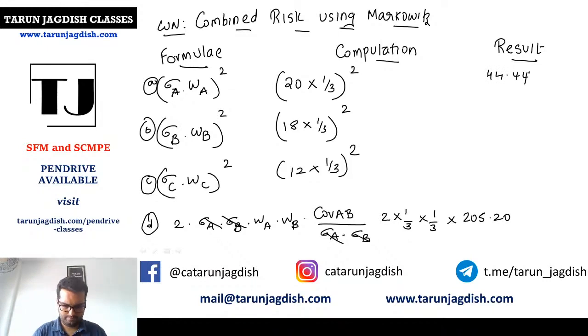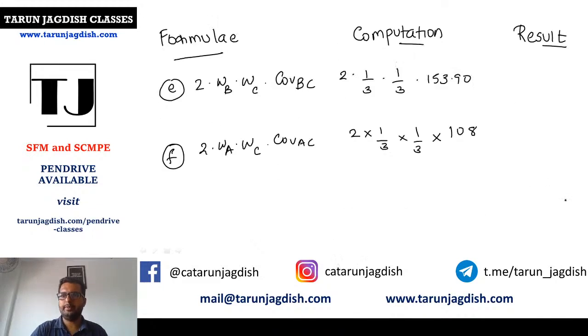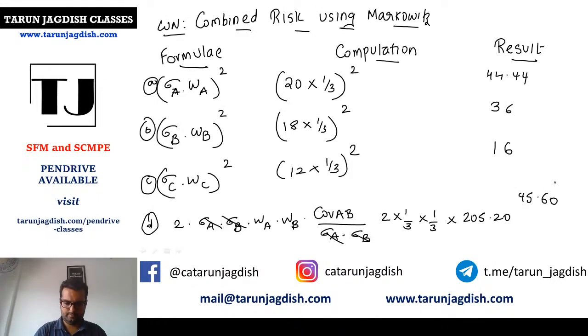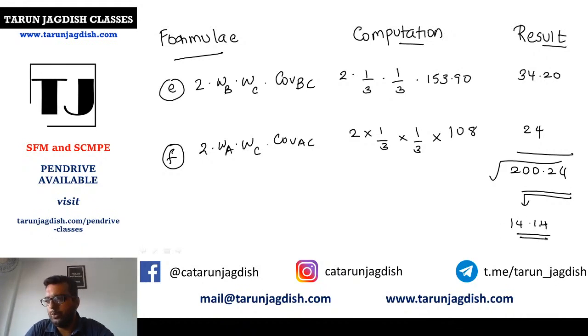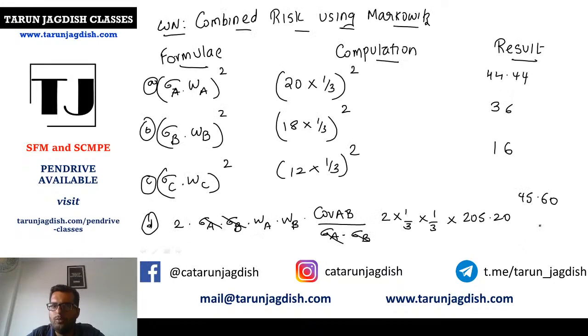44.44, 36, 16, 45.6, 34.2, 24. 200.24, the square root will be 14.14. Can you please write down on your own, friends? Once you're done, you let me know that you're done.